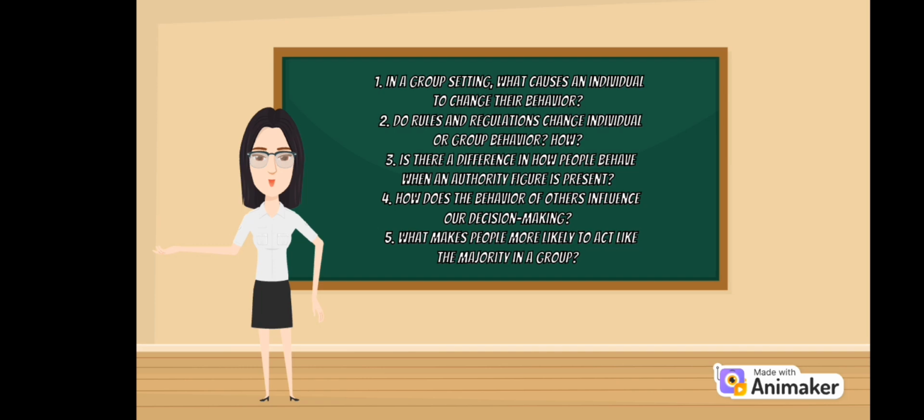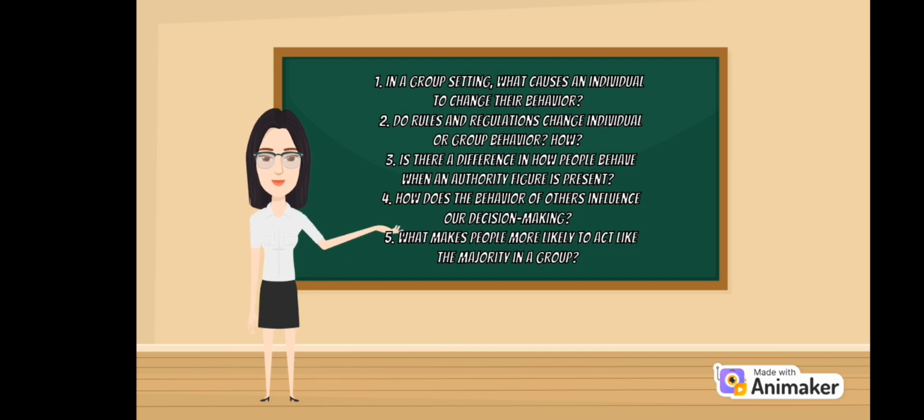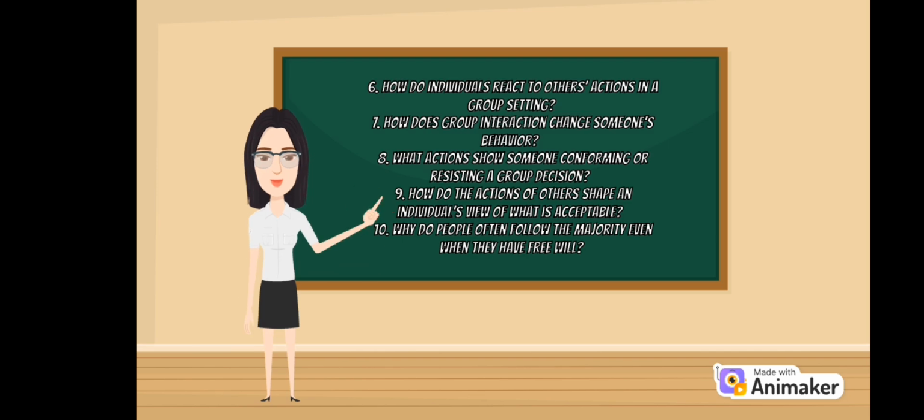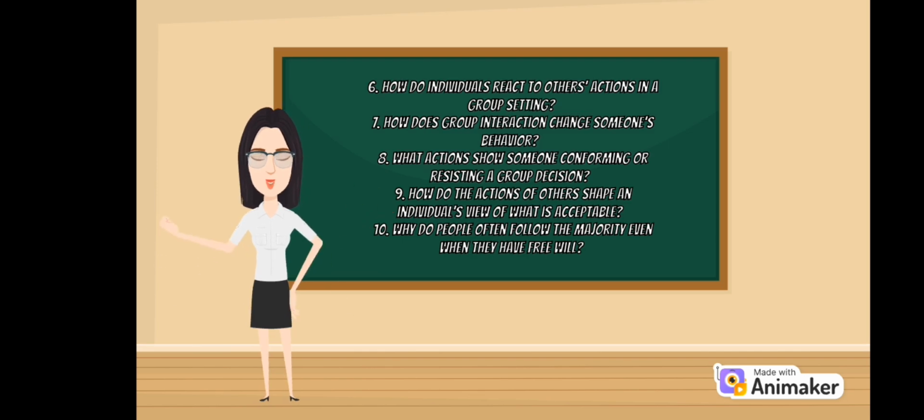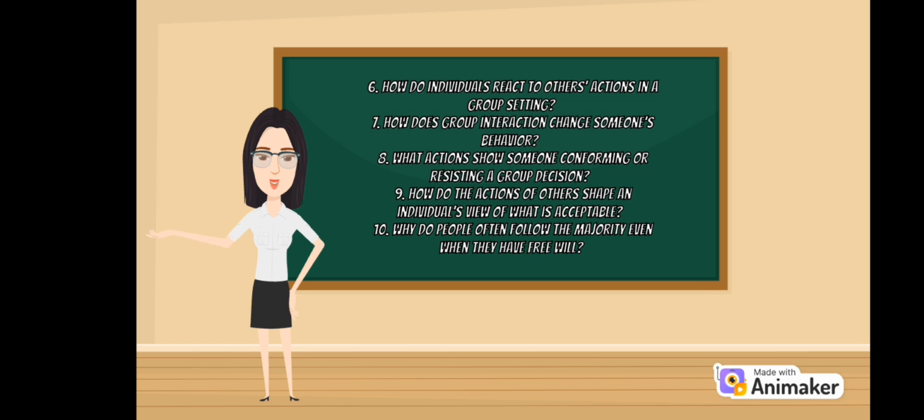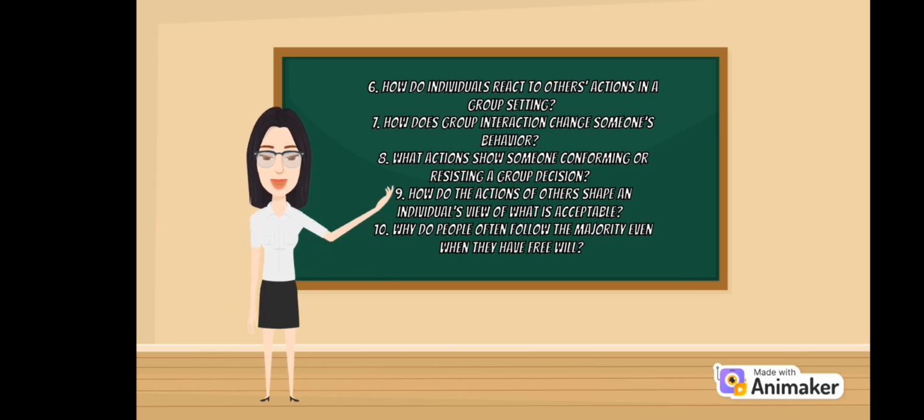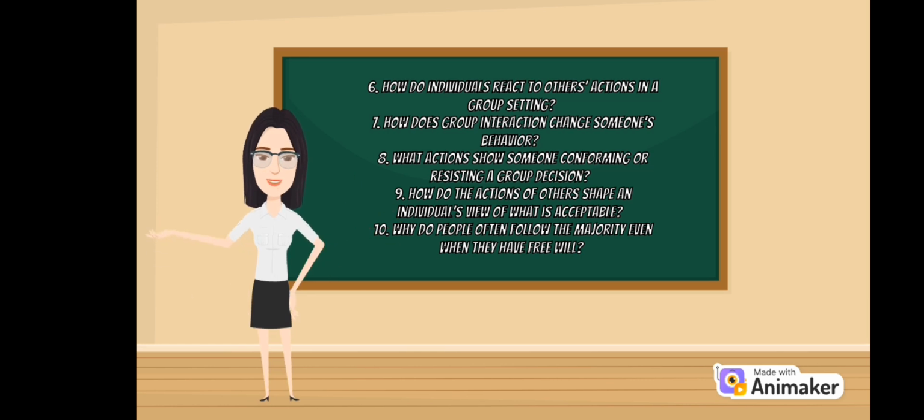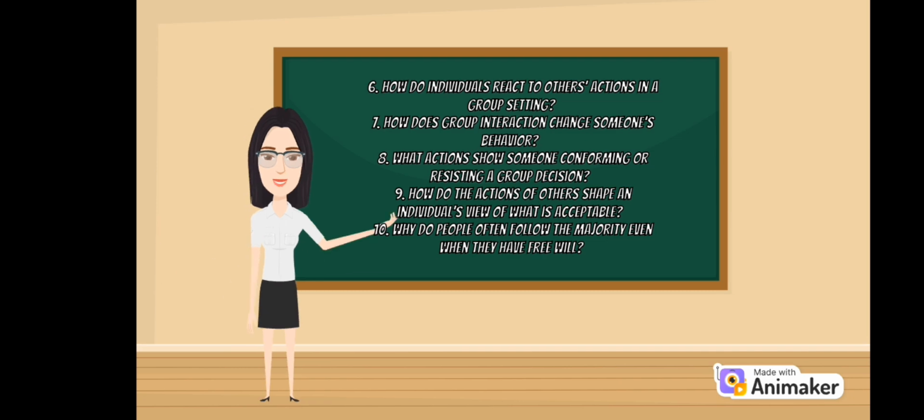5. What makes people more likely to act like the majority in a group? 6. How do individuals react to others' actions in a group setting? 7. How does group interaction change someone's behavior? 8. What actions show someone conforming or resisting a group decision? 9. How do the actions of others shape an individual's view of what is acceptable? 10. Why do people often follow the majority even when they have free will?